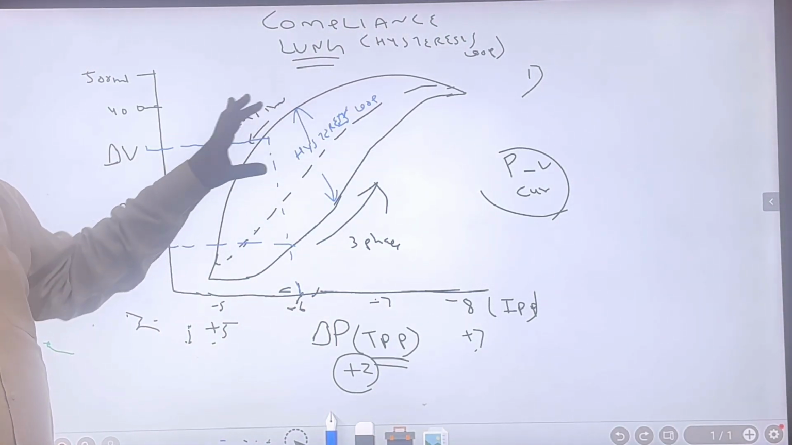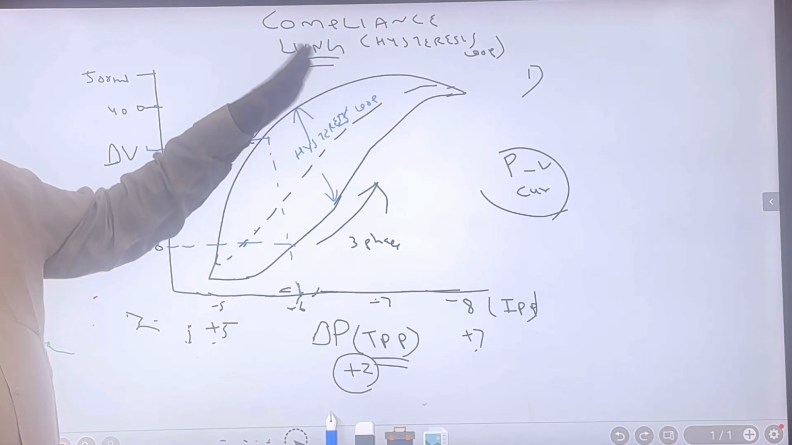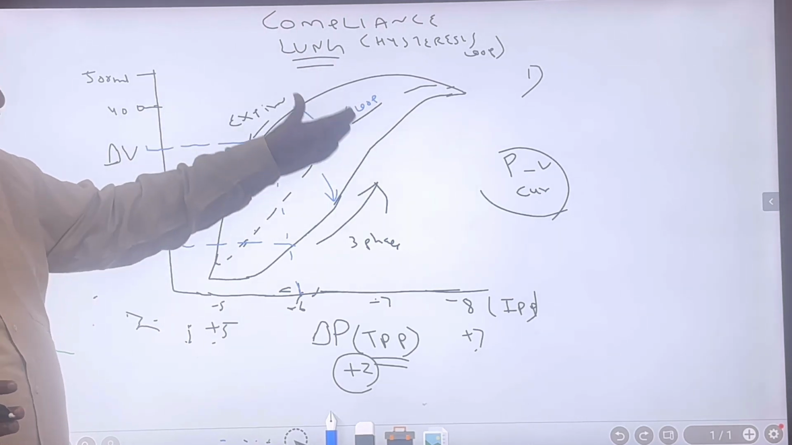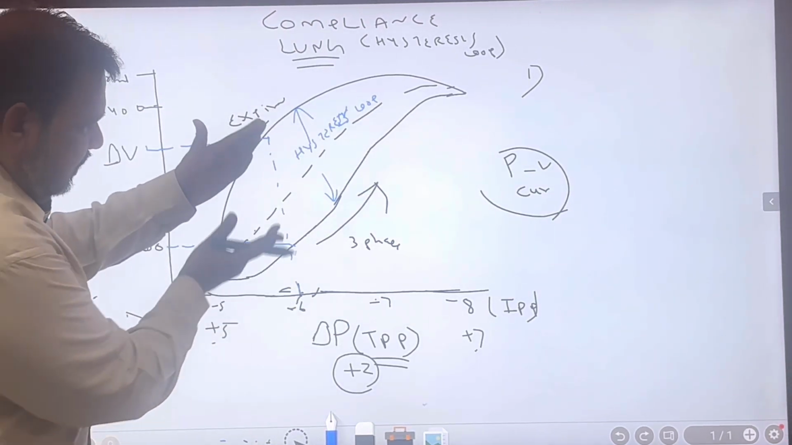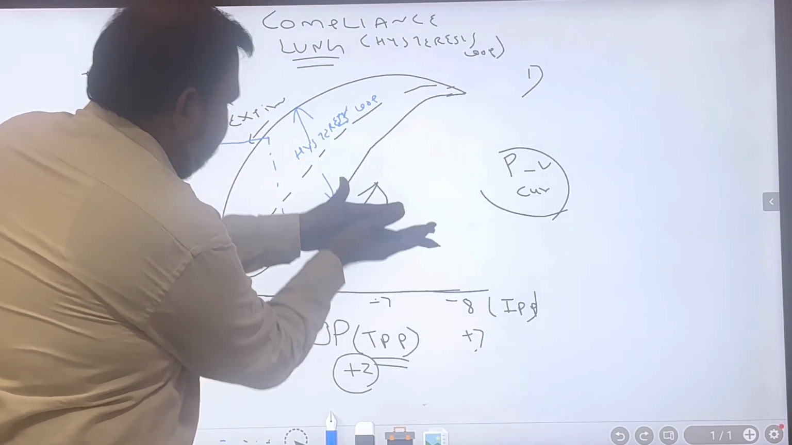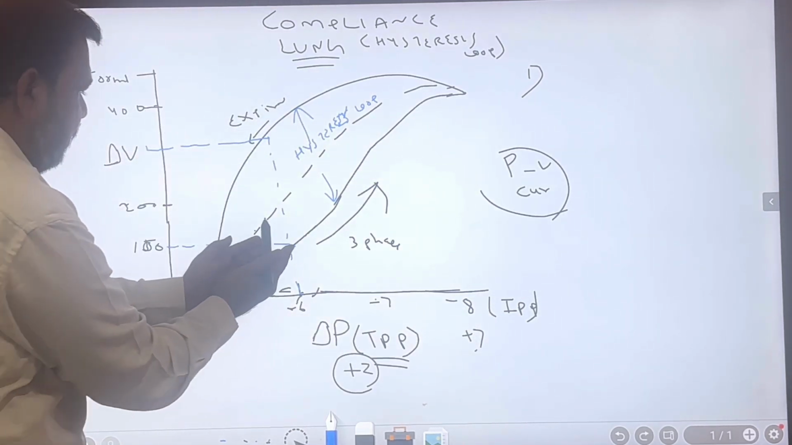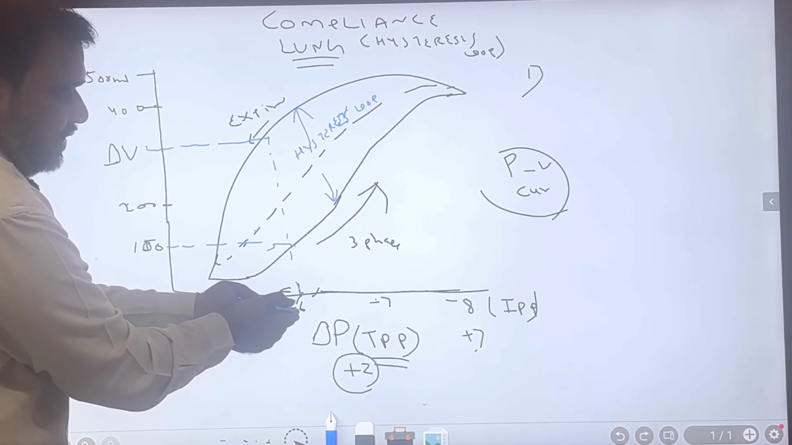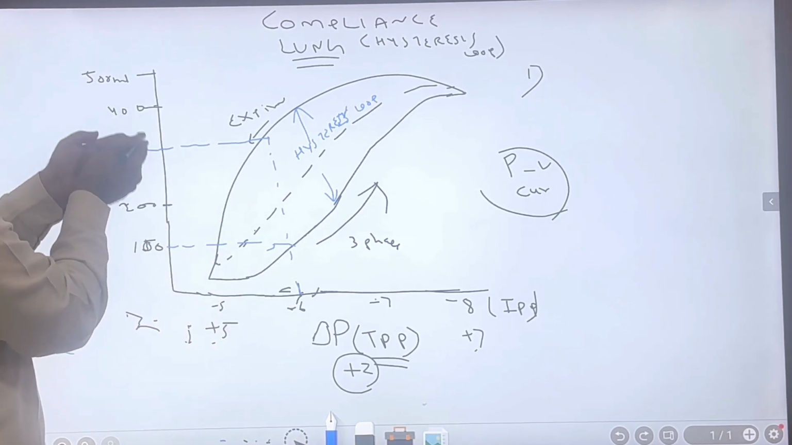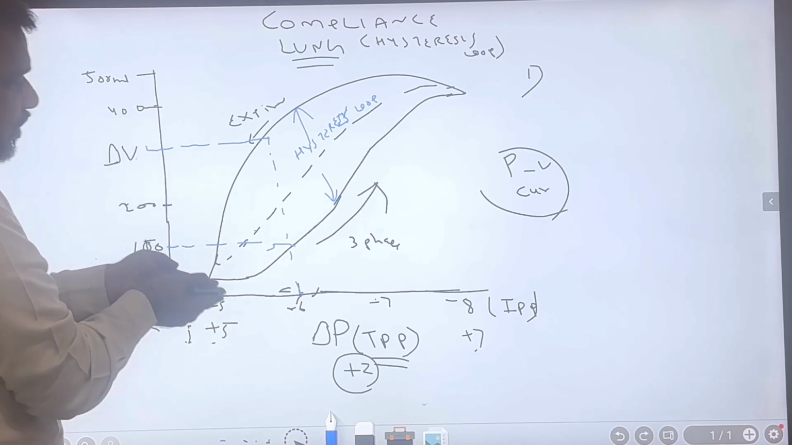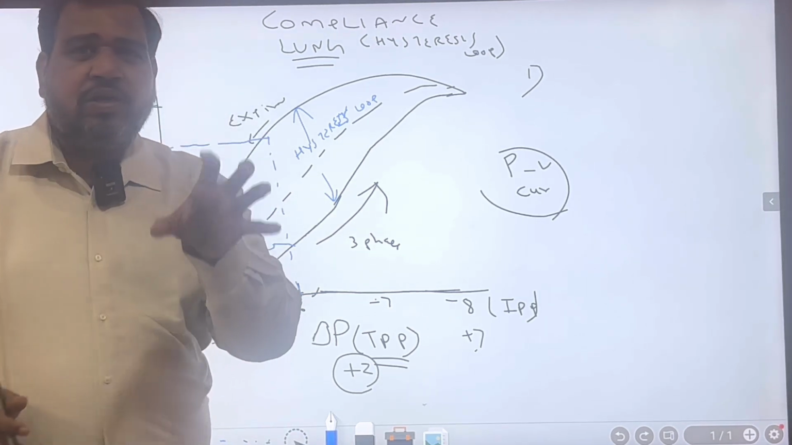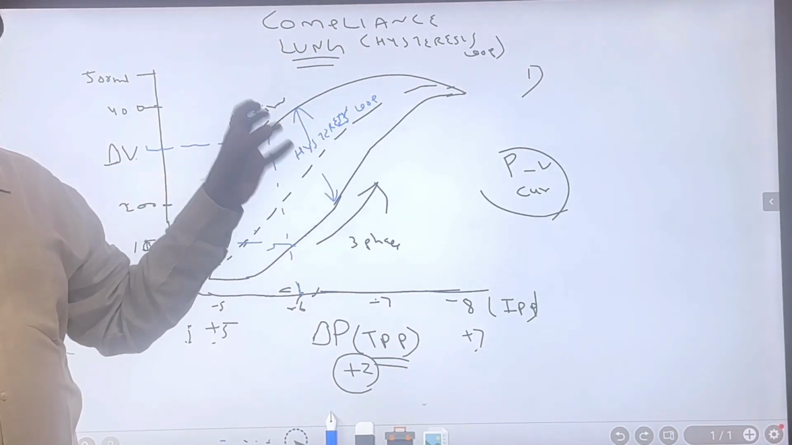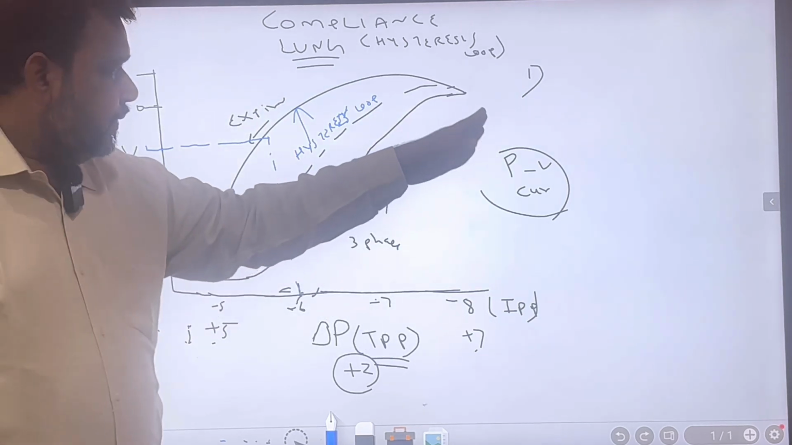What is this gap? Compliance during expiration is more, it is shifted to the left side. Compliance during inspiration is on the right side. Right side means more pressure is needed; left side means less pressure. For example, for a change of 100 ml, I require -6 pressure. For a change of 300 ml in expiration, I require the same pressure. So the pressure required is less for more volume. That's why compliance is more during expiration.